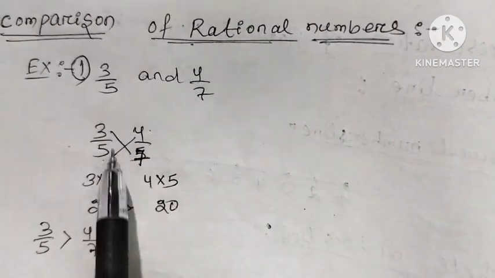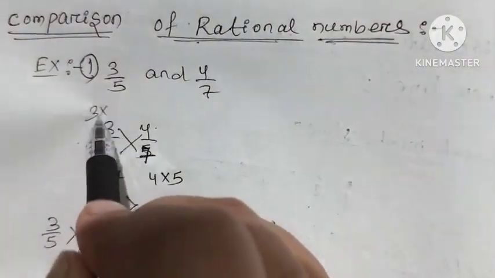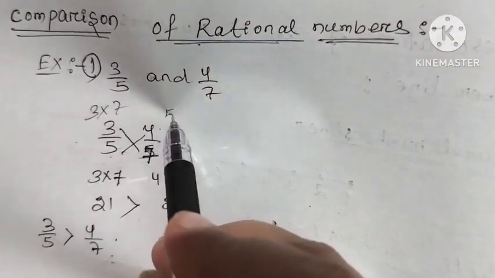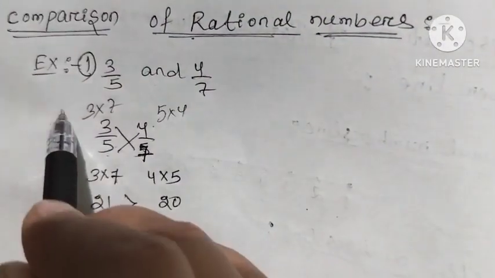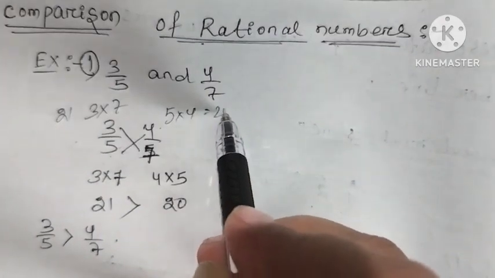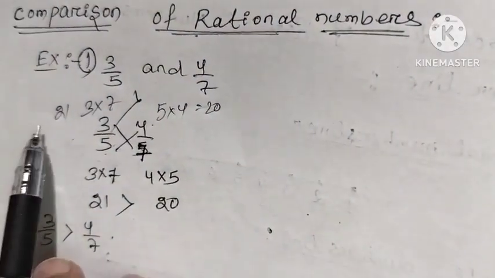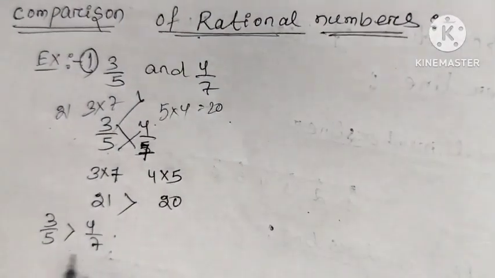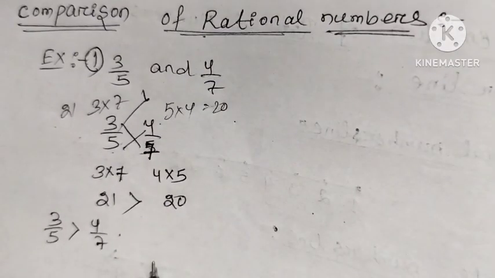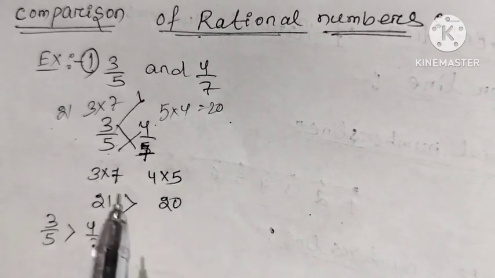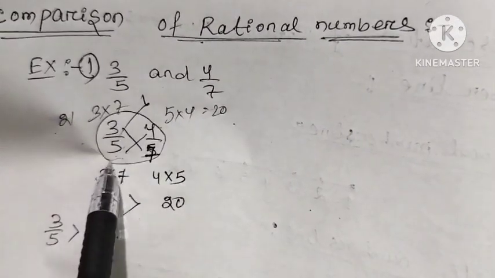3 into 7, this denominator 3 into 7, and this one is 5 into 4. This is 21, this is 20. Then which is greater? 21 is greater than 20. That's why 3 by 5 is greater than 4 by 7. Yes, then this one is which? Cross multiplication you have to check out.